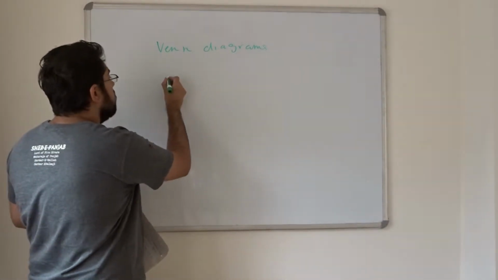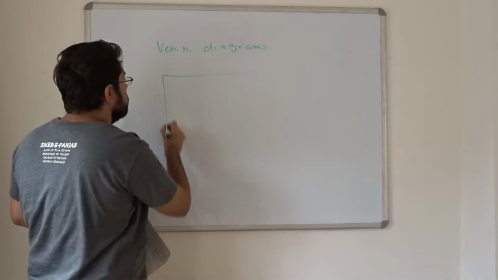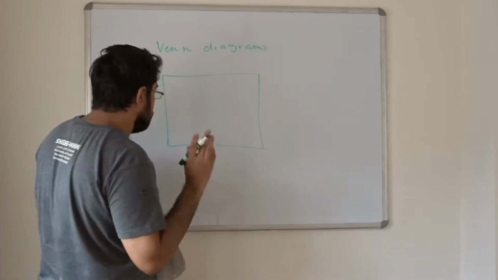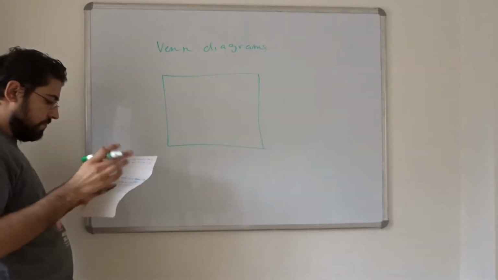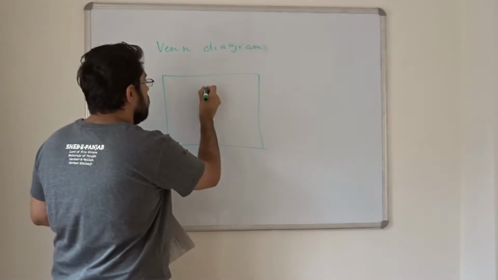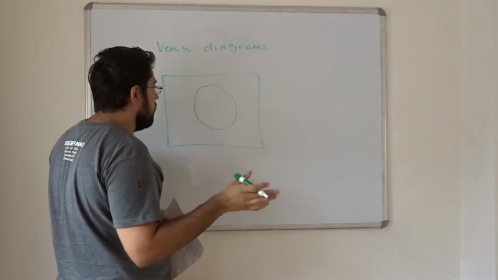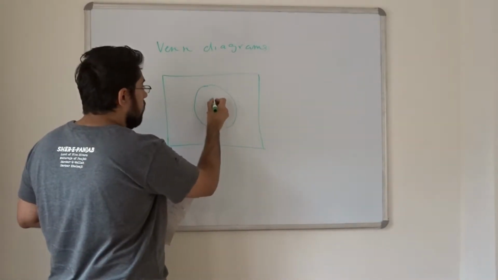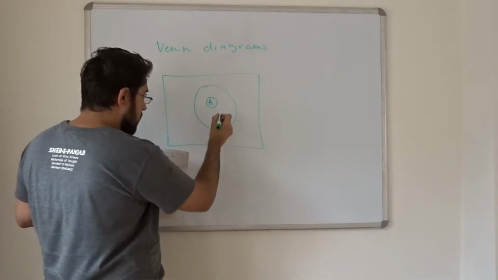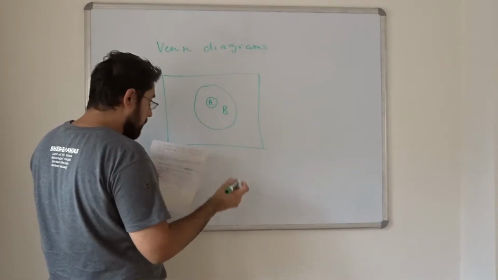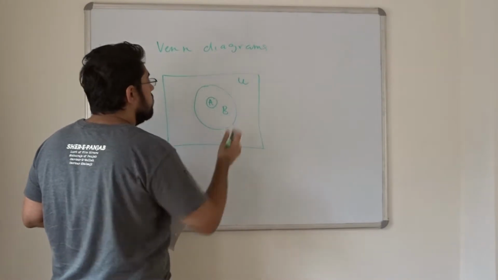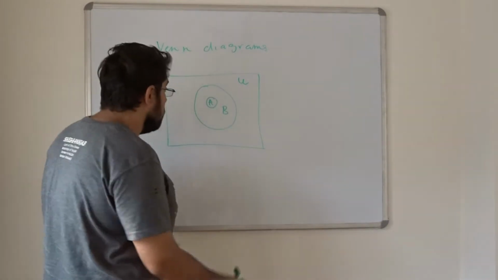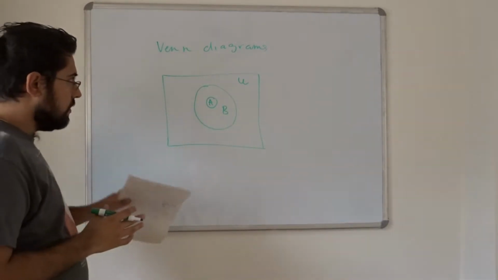So let's say you have a set, okay? You have a universal set. Let's just assume that this is a set, okay? So now this is what's going to happen. I'm just explaining what a Venn diagram basically is. You're going to have a set A, and then you have a set B, and then this is the universal set. So you have a set A, then set B, and then a universal set. So this is what a Venn diagram is.